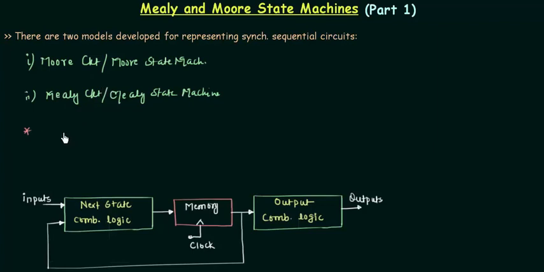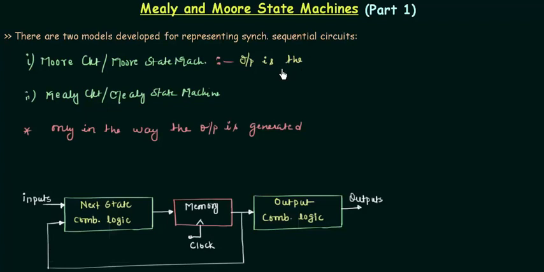The difference between these two circuits is only in the way the output is generated. So we have to see how the output is being generated in the Moore circuit and how the output is being generated in the Mealy circuit. We will first see the output of the Moore circuit, and in this case the output is the function of the present state only.